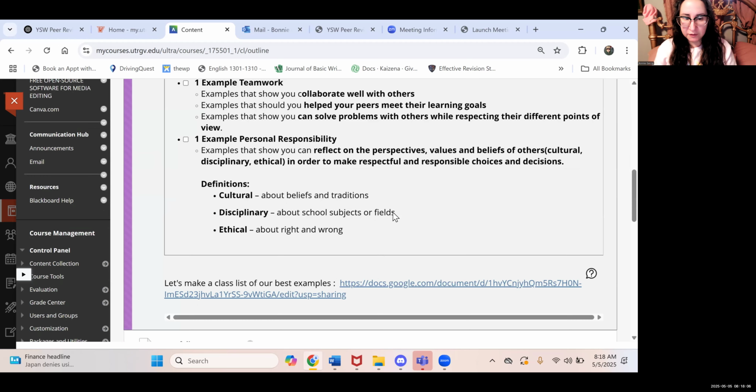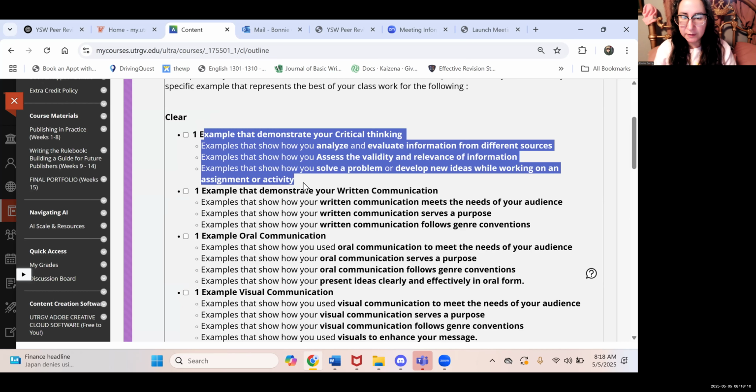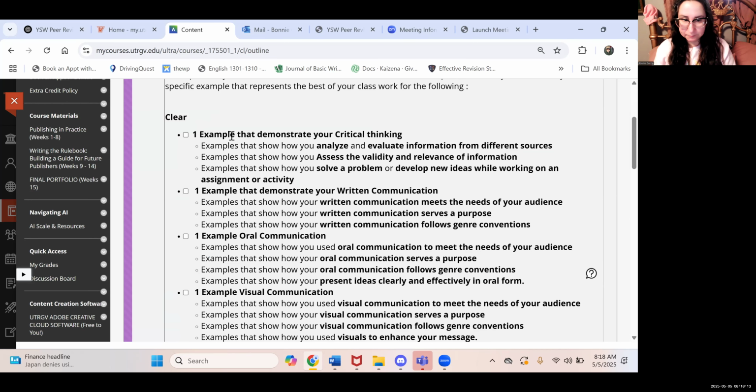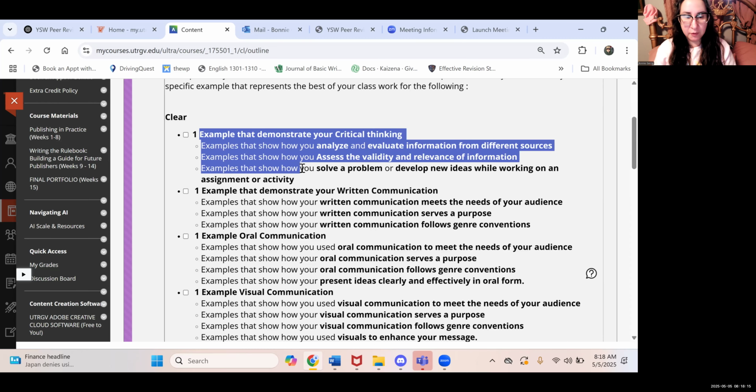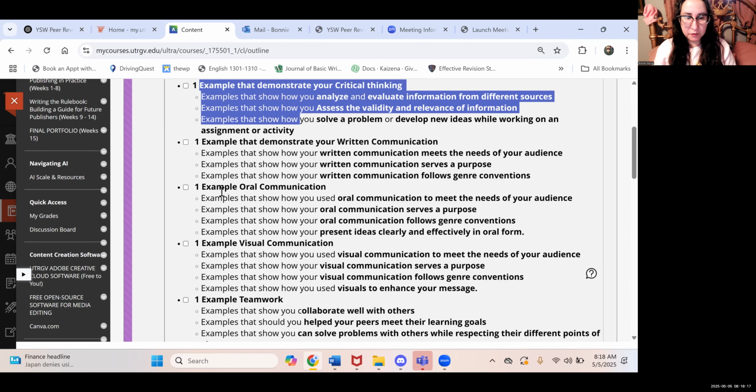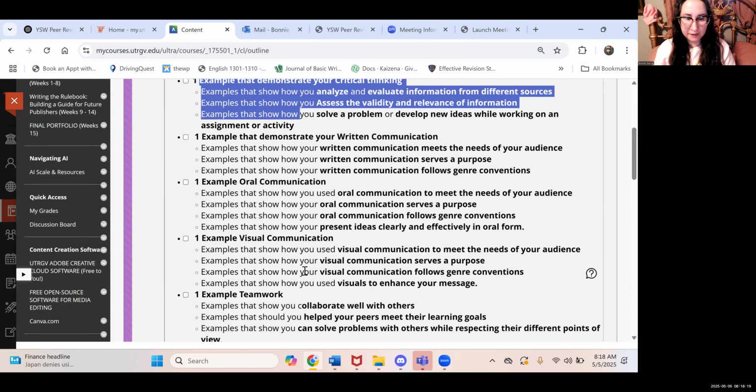You're going to see all of these, like, oh my God, I'm so overwhelmed. What does this mean? I'm going to go over each of these really quickly so that you know what you need to bring. So you need one example for these 6 areas. 1, 2, 3, 4, 5, and 6.